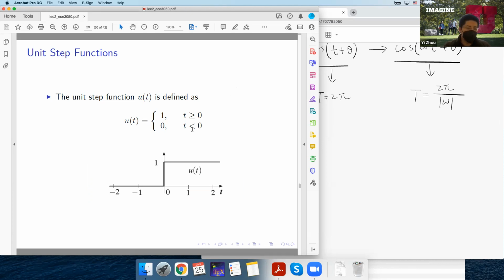And it is not continuous, right? There's a jump at 0. So when t is less than 0, we have 0 amplitude. And once we reach 0, the amplitude jumps to 1 instantly. So at this point, this signal is discontinuous.